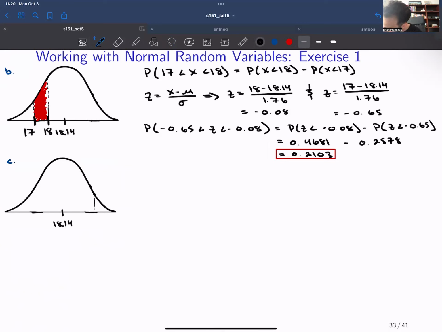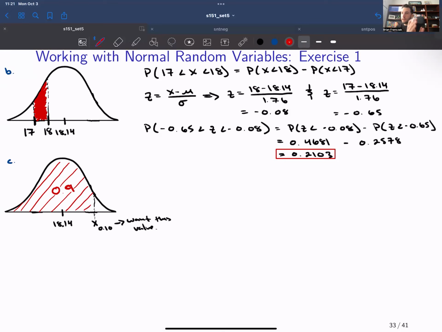Okay, so we go here, we're just roughly labeling this, and what we're looking for is x subscript 0.10. Okay, so this is what we want. All right, so we want this value. And this value is such that this side of the curve here is 0.9. Okay, so we want the 90th percentile.